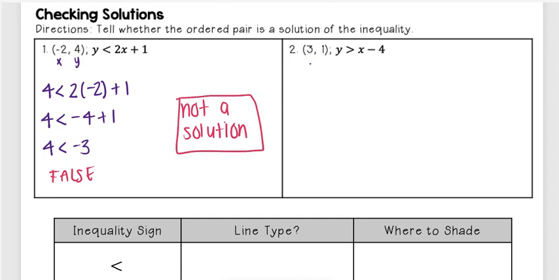Okay, let's try the next one. So 3 is x, 1 is y. So instead of y, I plug in 1. Instead of x, I plug in 3. 3 minus 4, I get -1. 1 is in fact greater than -1. That is a true statement, so that means that this is a solution.